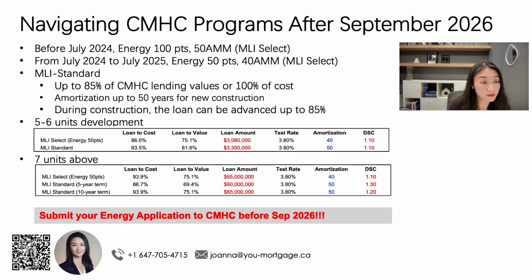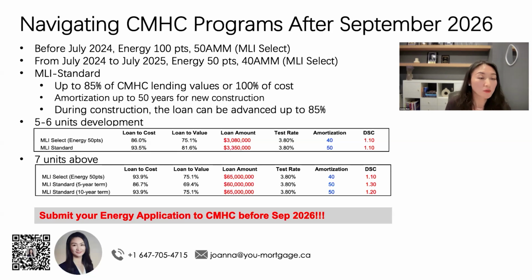However, if you are building a bigger project and you want to use a 5-year term, which most developers would like to use these days because 10 years is much more expensive, your loan amount would be a little bit lower. Let's say a bigger project is lower by 5 million, because the DSCR is 1.3. Unless you want to use a 10-year term, where the amortization is higher and you can get almost the same loan amount under different programs.